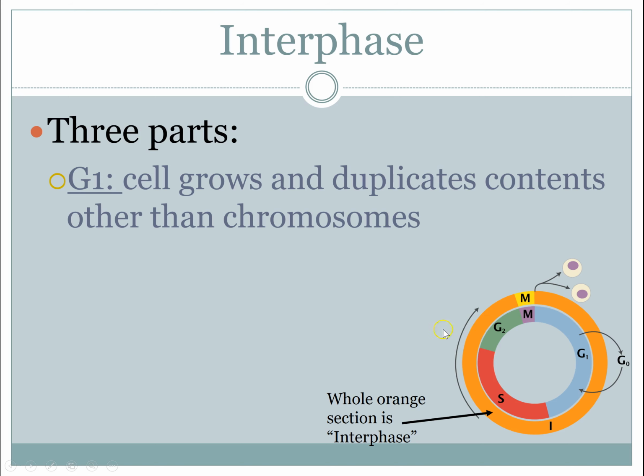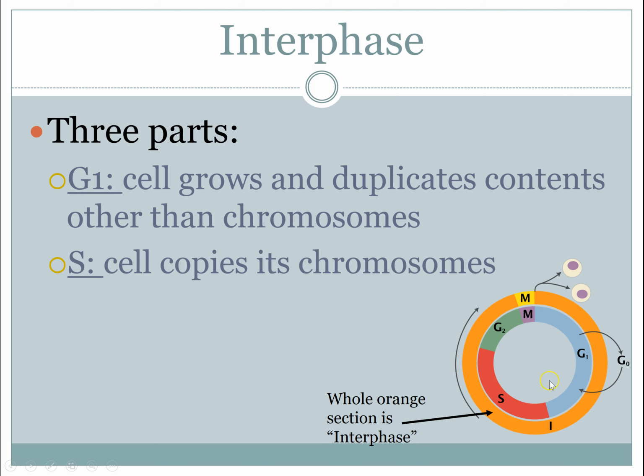And sometimes, I wasn't going to mention it here, but sometimes the cell will actually jump out of this G1 phase and go through a G0 phase, and that's really just like it stops doing anything towards division. It's just growing and doing its normal business.